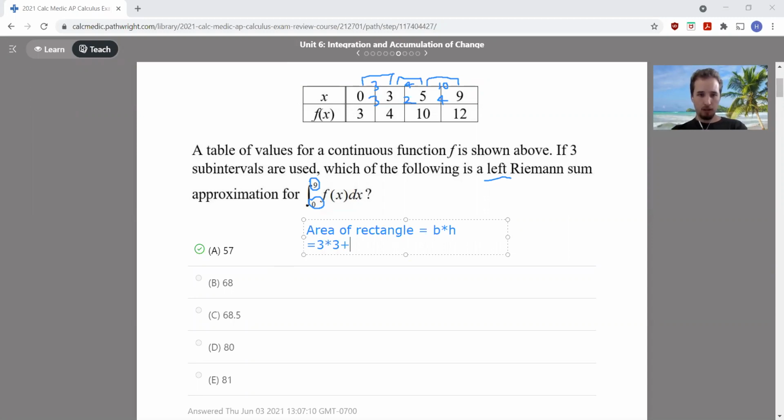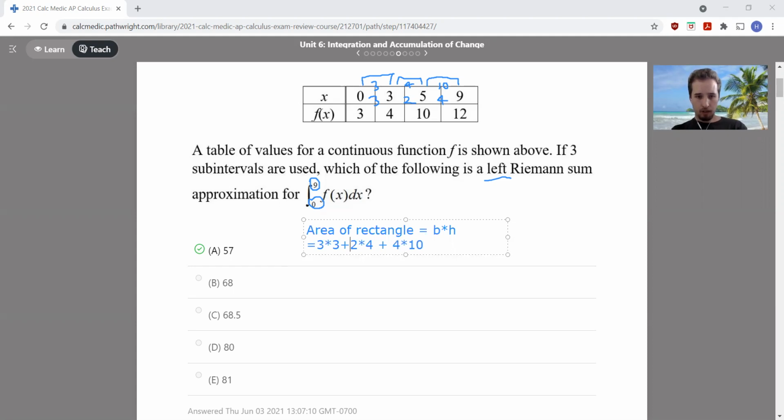Then we go to the next one. The base goes from 3 to 5. So we have a base of 2. Multiply that by the left height, which is 4. And then we add the last rectangle, where the base goes from 5 to 9. So it has a base of 4. And then multiply by the left height, which is 10.